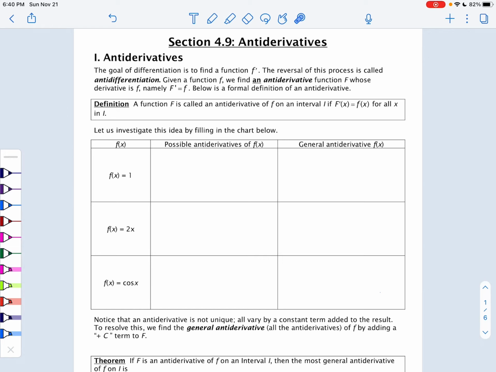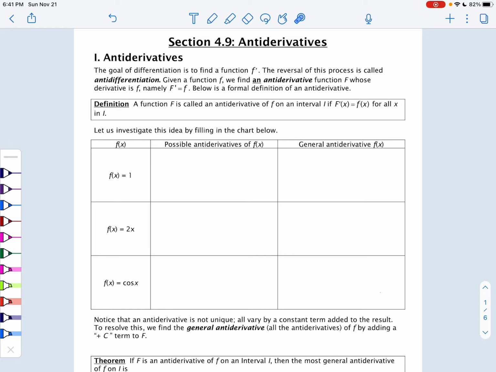So let's look at the definition of an antiderivative of a function f. A function big F is called an antiderivative of little f on an interval I if the derivative big F prime of x is equal to little f of x for all x in I. So we're trying to find what function has derivative equal to the function that we are given.